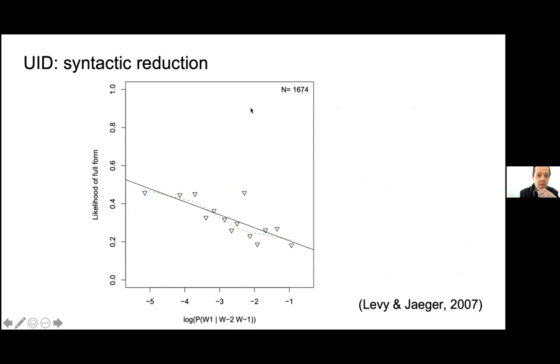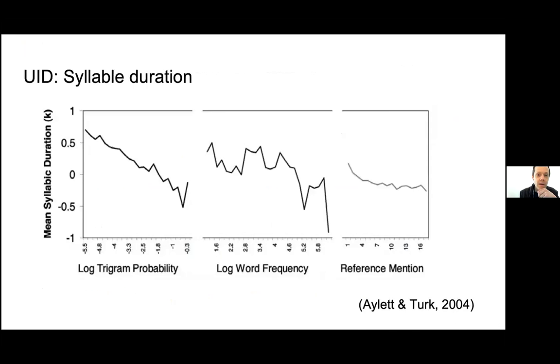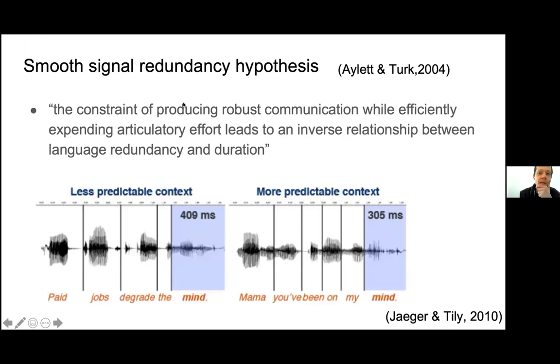Okay, so let me talk a little about syllable duration now, which is the second example. Here the idea is we're going to look at how long it takes speakers to utter syllables or words, and whether that varies as a function of how predictable the syllable or the word is. As an initial example, if you think of comparing these two sentences here, "paid jobs degrade the mind," "mummy, you've been on my mind."